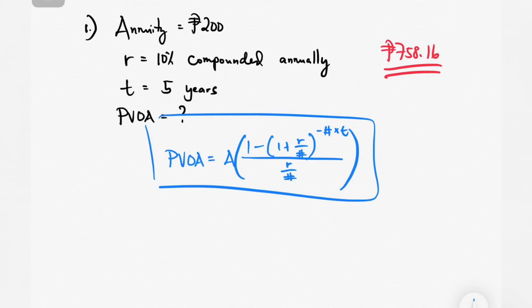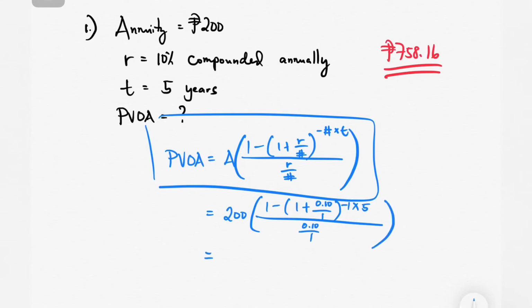Now let's try to apply this formula using the given. So in the given, the annuity is 200. Let's place that. And then 1 minus 1 plus the rate is 10%, so that's 0.10. Number of compounding periods, 1. Raised to negative 1 times 5 because t is 5 years. And then all over. So using your scientific calculator, you will determine that the present value ordinary annuity is 758.16. Maybe let's have one more before I end this video.